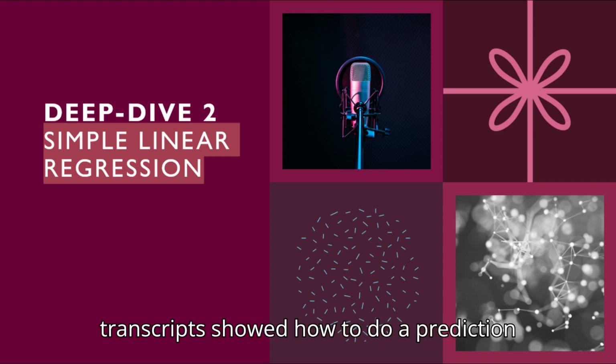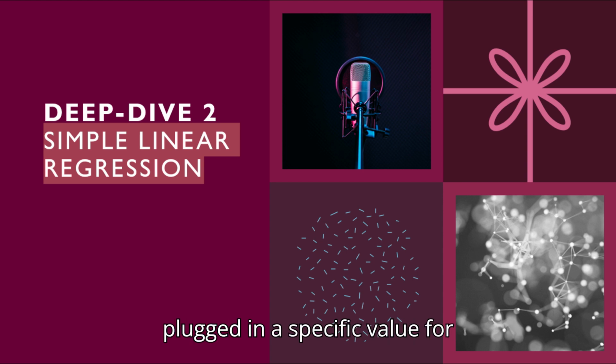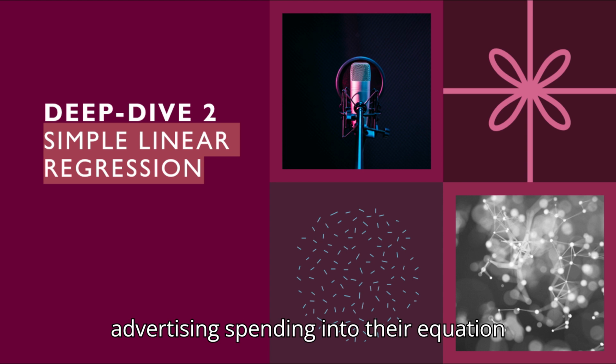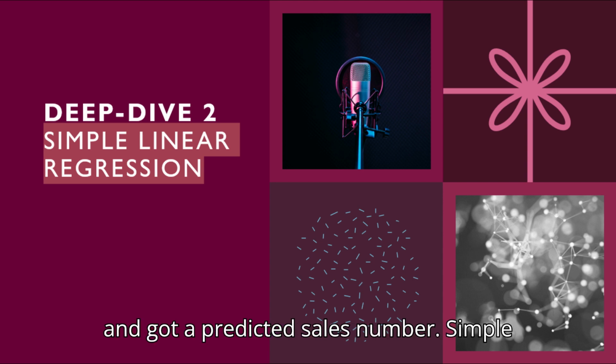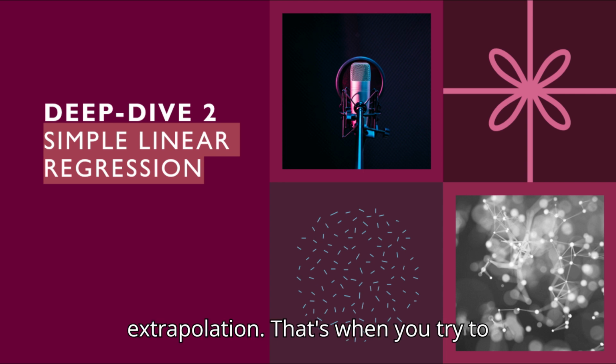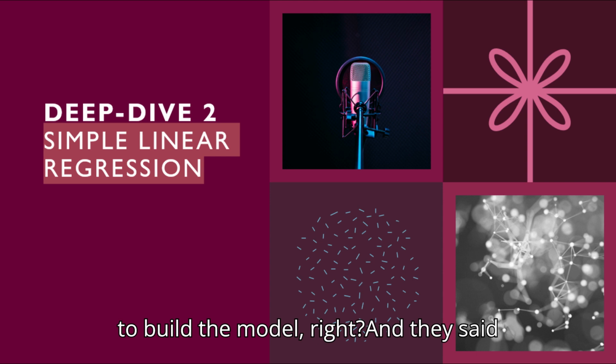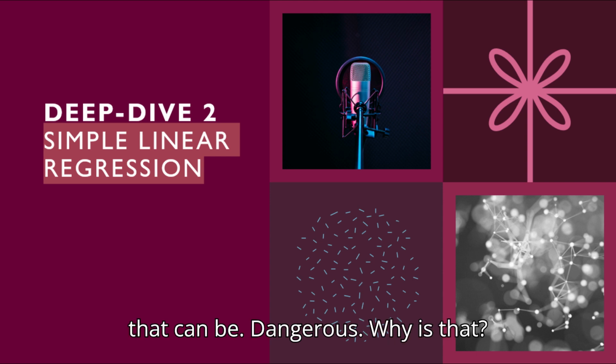Exactly. And the transcripts showed how to do a prediction manually using the equation. Yeah, they plugged in a specific value for advertising spending into their equation and got a predicted sales number. Simple enough. And then they talked about extrapolation. That's when you try to predict stuff outside of the data you used to build the model, right? And they said that can be dangerous.